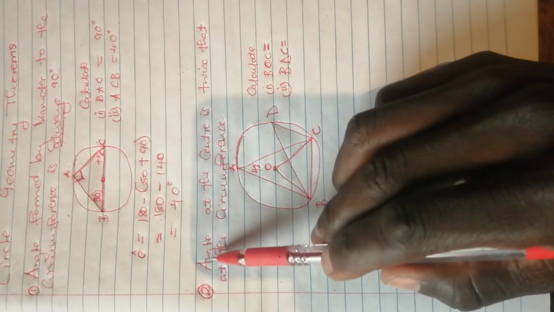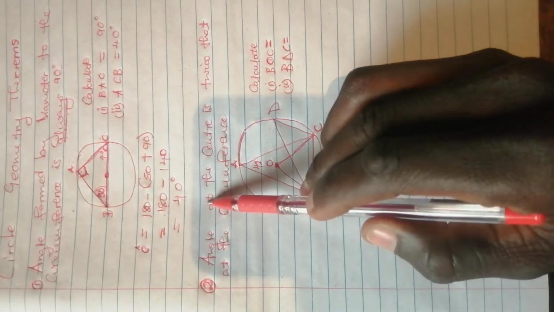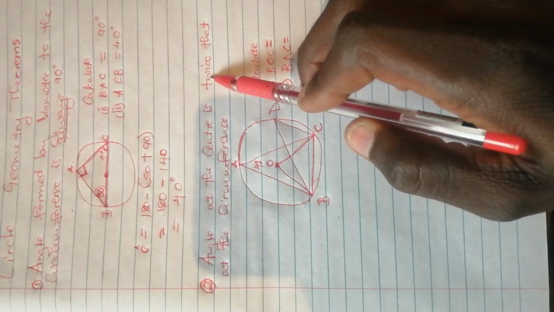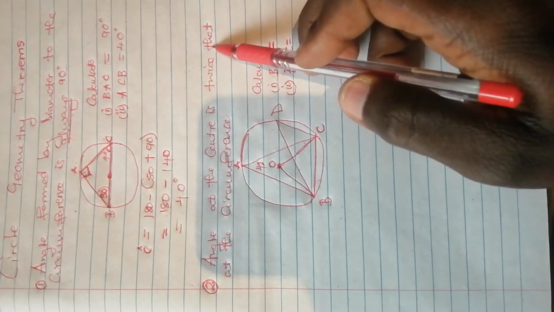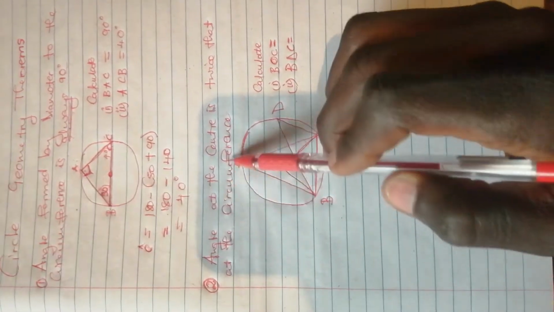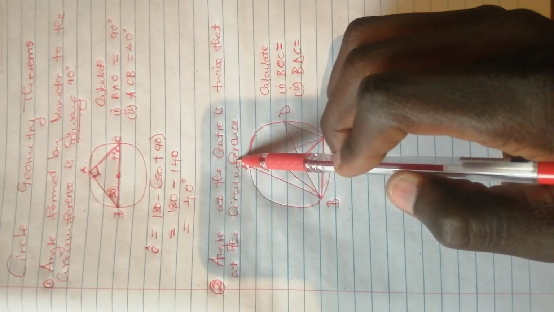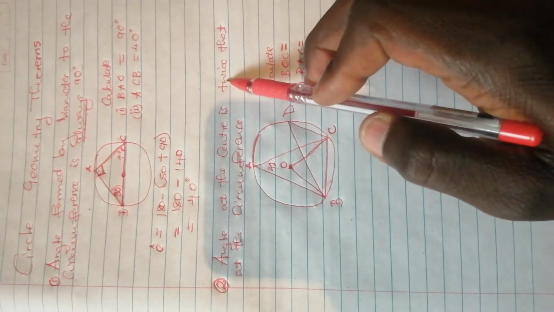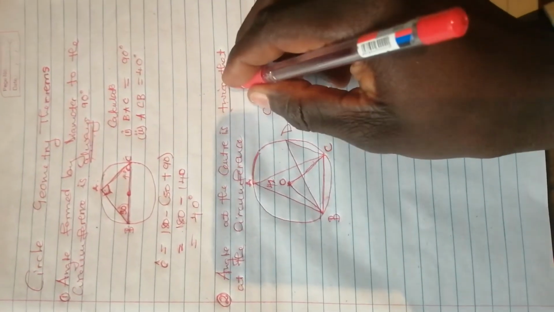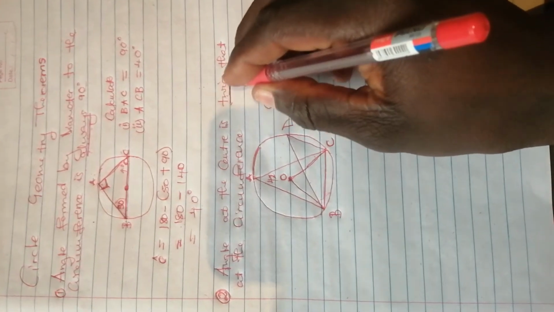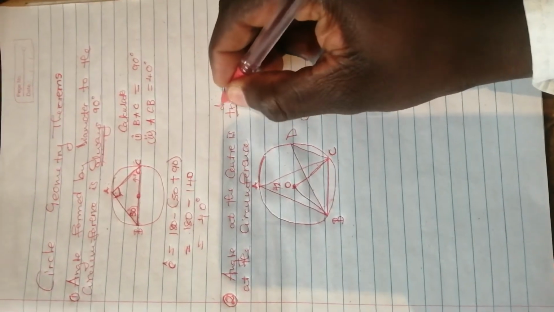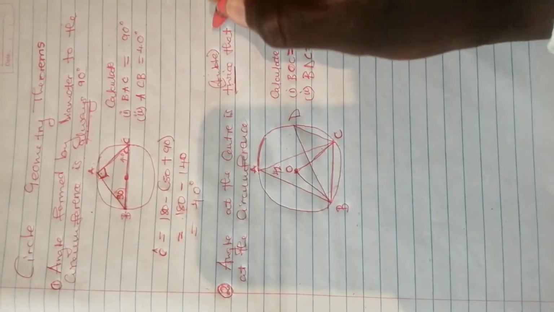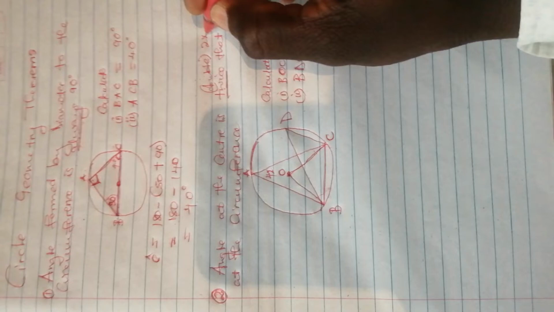So our theory is saying anchor at the center is twice that at the circumference. Right, let me repeat. Anchor at the center is twice. And the word twice here, it means double, or in other words, we are saying it means 2 times.